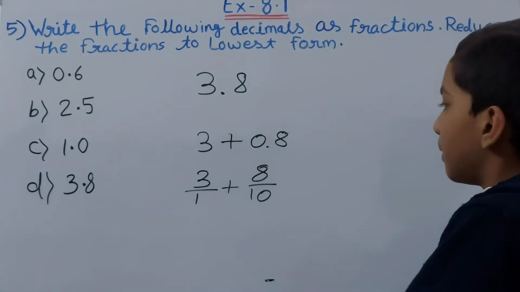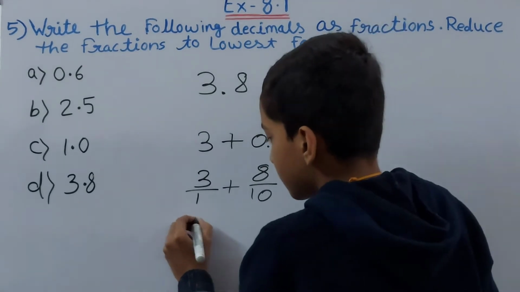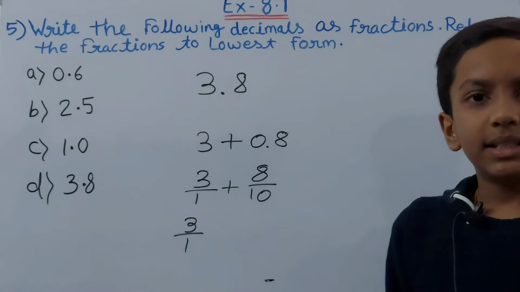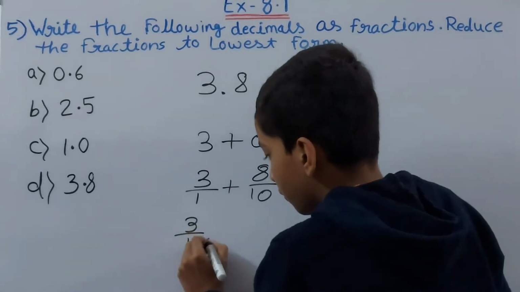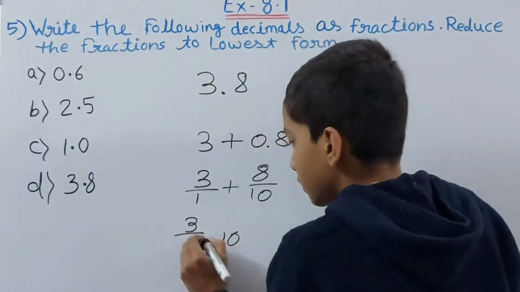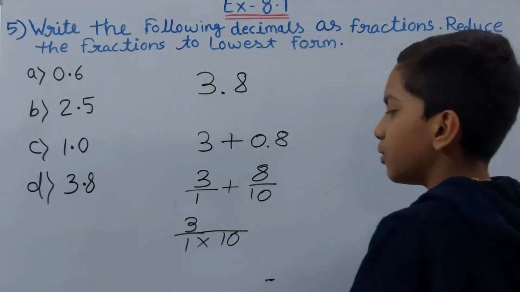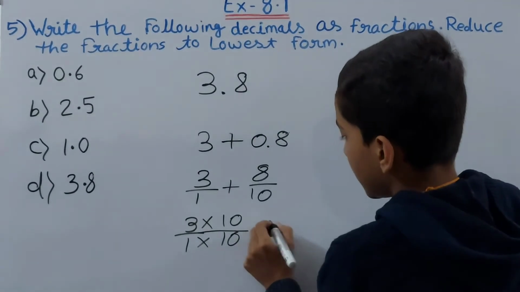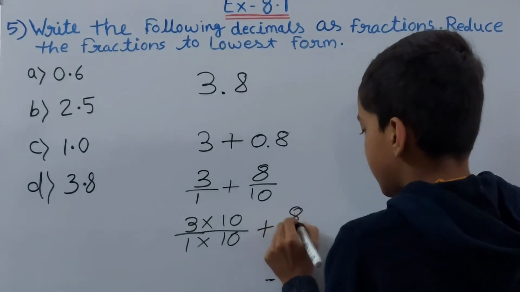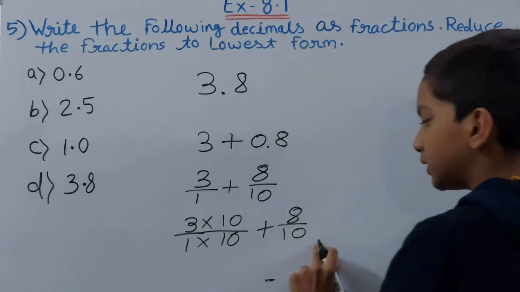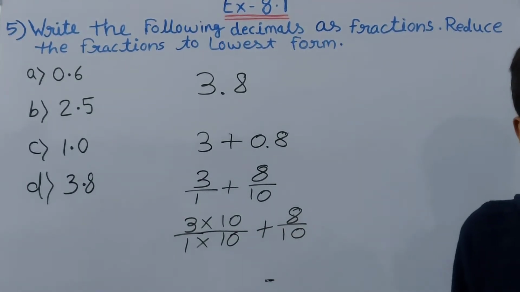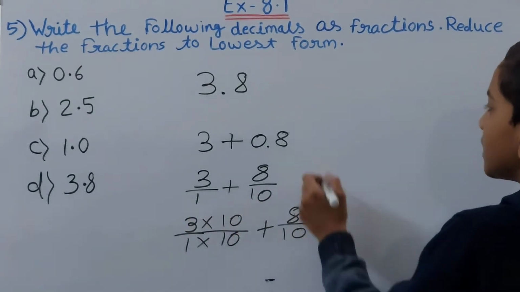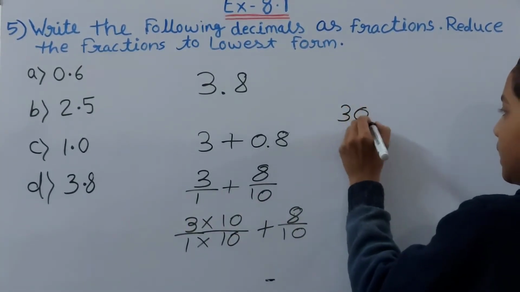So let's equalize the denominators. This is 3 upon 1. The LCM of 1 and 10 is 10 again. So we multiply 1 into 10, and do the same in the numerator. So this is 3 into 10 plus 8 upon 10. This stays as it is, as the denominator is 10 over here. Now when we add them, this 3 into 10 becomes 30.